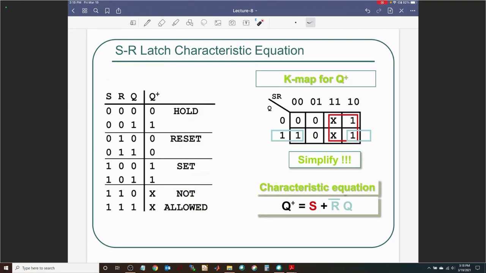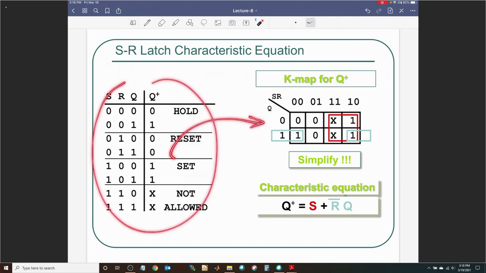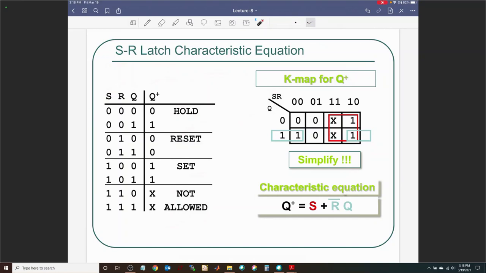And if you transition this to a K-map for Q plus, you are trying to derive an equation for the next state output Q plus in terms of inputs S, R, and the previous output Q. So S, R, and previous output Q are listed over here as inputs to the K-map. Based on the table, you enter the things over here, zeros and ones and X's. Simplify. When you simplify, you get the characteristic equation for an SR latch.